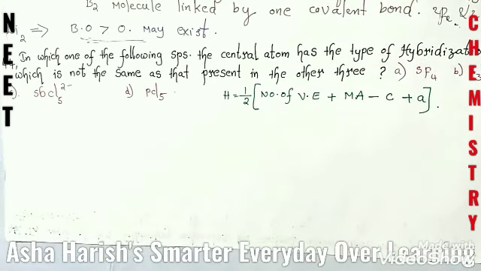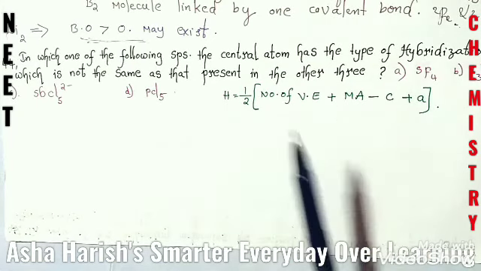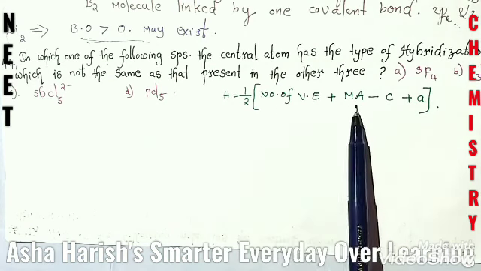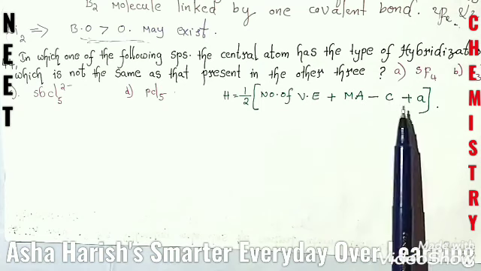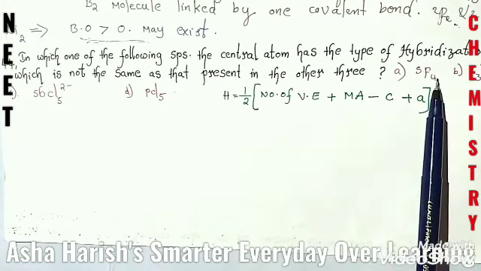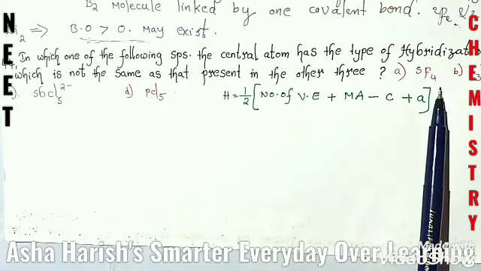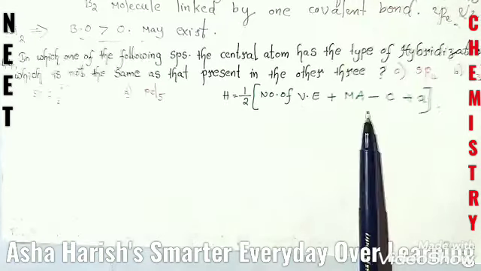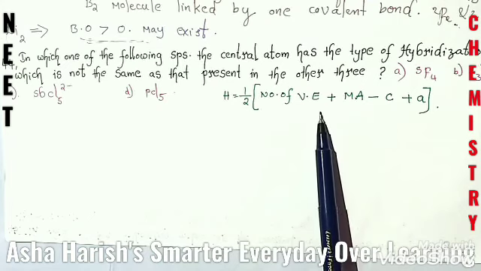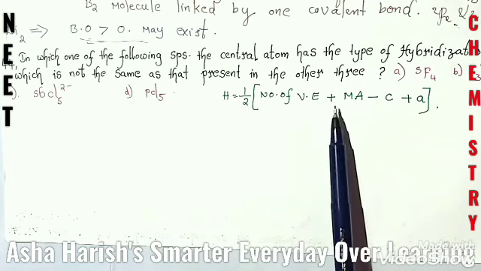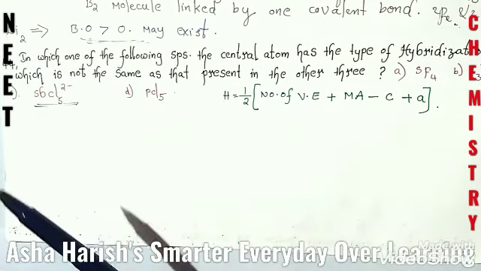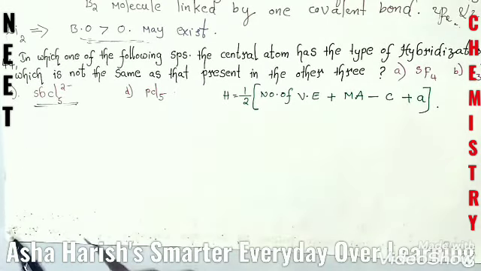Okay students, I'll be giving a small clue for this question. Here we have the formula: half into number of valence electrons plus monovalent atoms minus charge on the cation plus charge on the anion. Based upon this we need to identify which type of hybridization this molecule has. The hybridization of the central atom can be calculated by using this formula. Applying this formula, we can find out all the given species except SbCl5 2 minus have the central atom with sp3d.